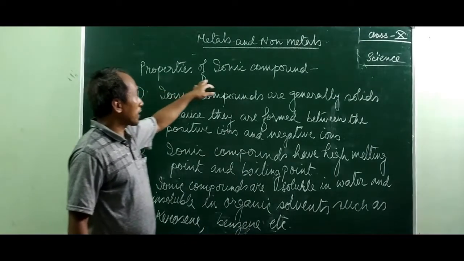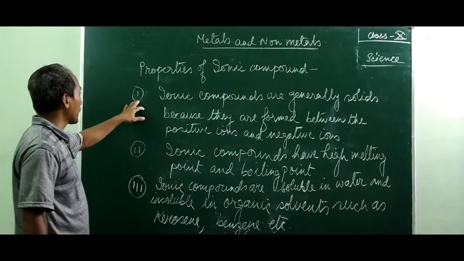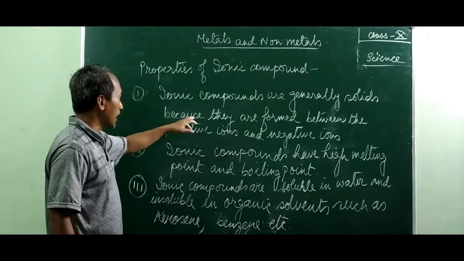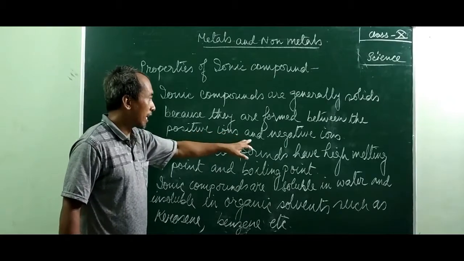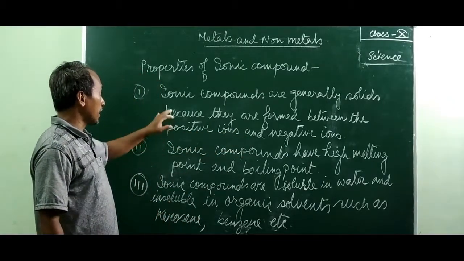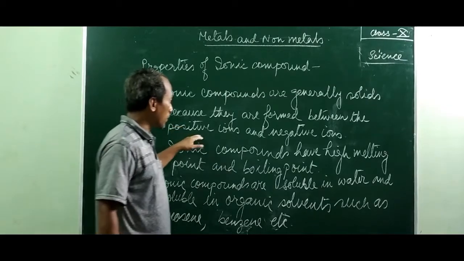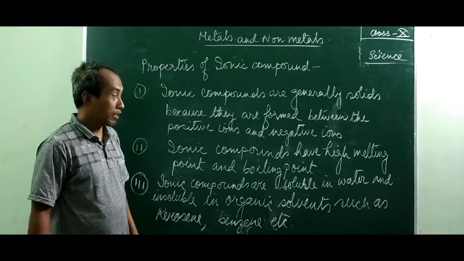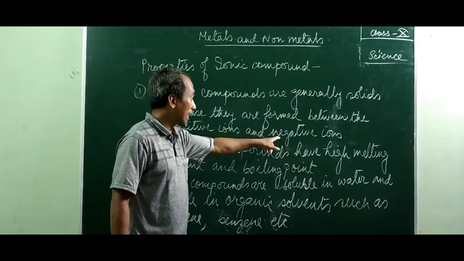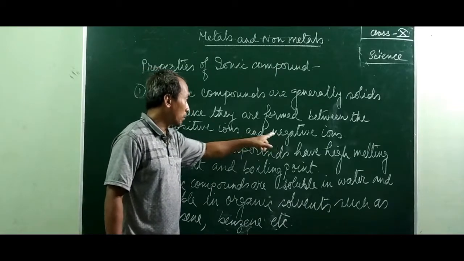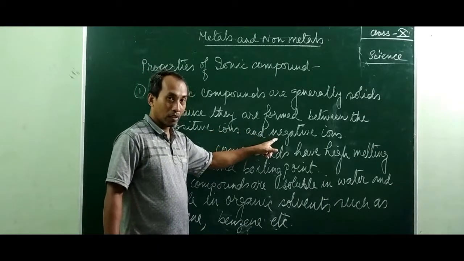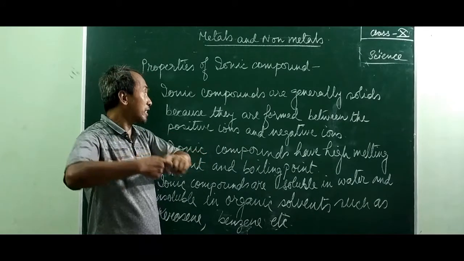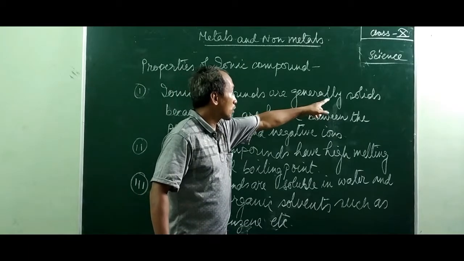We are coming to the properties of ionic compounds. Ionic compounds are generally solids because they are formed between positive ions and negative ions. So the question is, why do these positive ions and negative ions, when they combine, form solids? The reason is that there is a strong electrostatic force of attraction between the positive ion and negative ion that makes the molecule very rigid. That's the reason that they form solids.